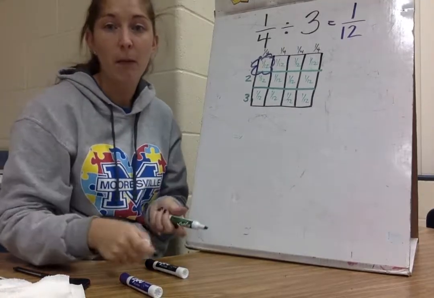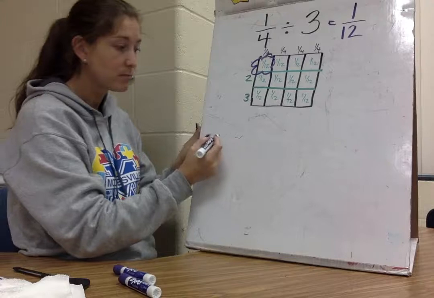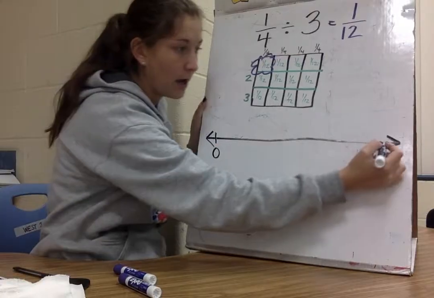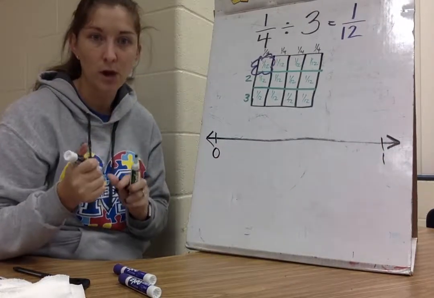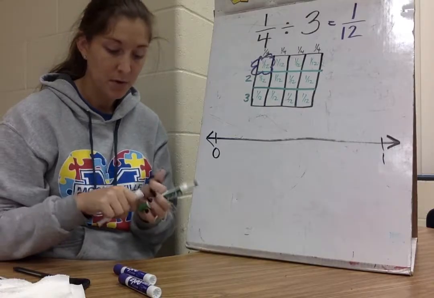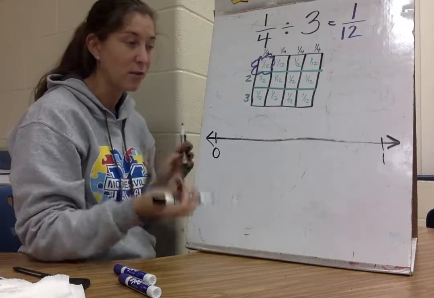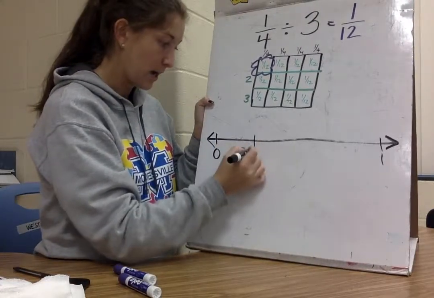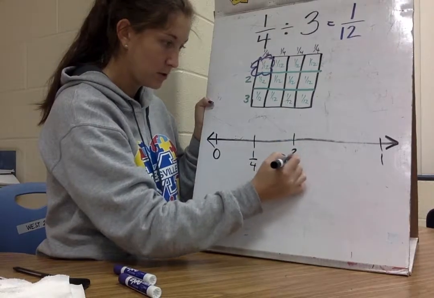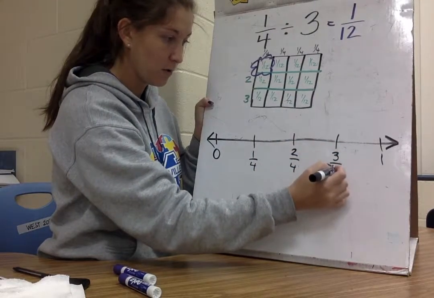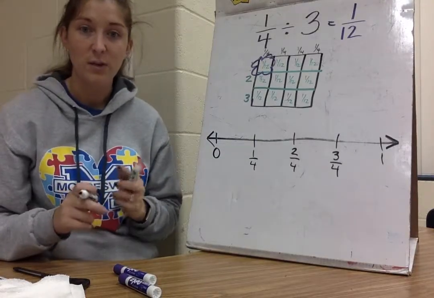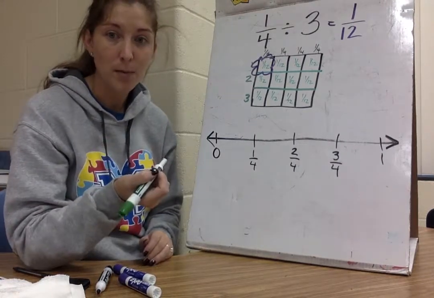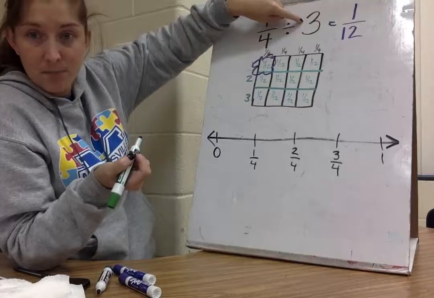Now again, we can model this on a number line as well. This time, because we're dealing with our fractional amount first, I only have to label from 0 to 1. When I label it from 0 to 1, I then have to go back and represent the fractional amounts of fourths in between 0 and 1. So I would have 1/4, 2/4, and 3/4.